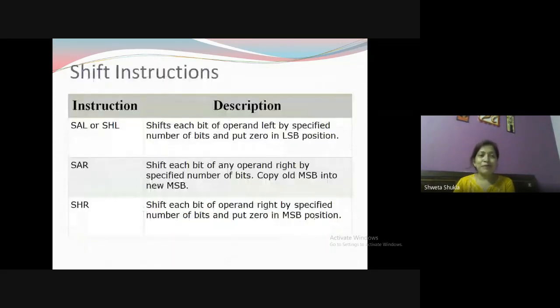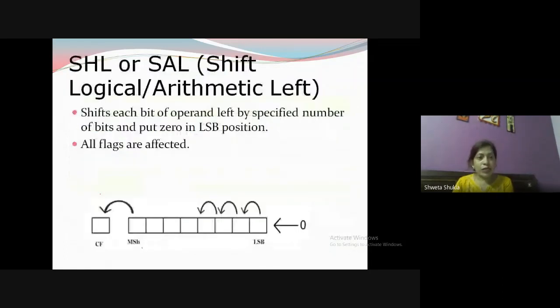Now next come the shift instructions. Of the shift instructions, there are 3 instructions, SAL or SHL. Now remember one thing, SAL and SHL are the same thing, whereas SAR and SHR are 2 different instructions. Let's see how this works. First of all, SHL or SAL, that is shift logical left or shift arithmetic left. SHL means shift logical left and SAL means shift arithmetic left. Now in this case, all the flags are affected.